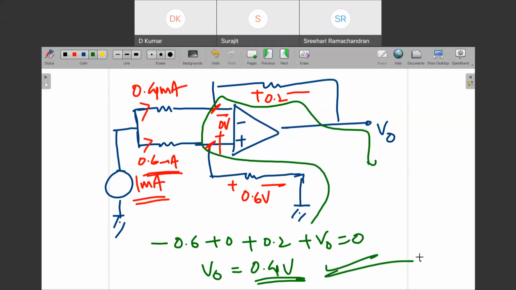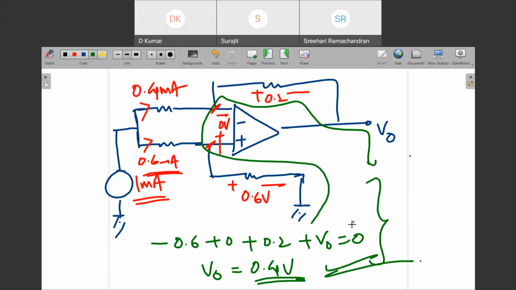Okay, Srihari? Yes, that's clear. Surajit, have you understood this? Yes, sir. Please forget about the 1.5 that I told, because in the problem the answer was given, so I thought that, but the answer is exactly 0.4.